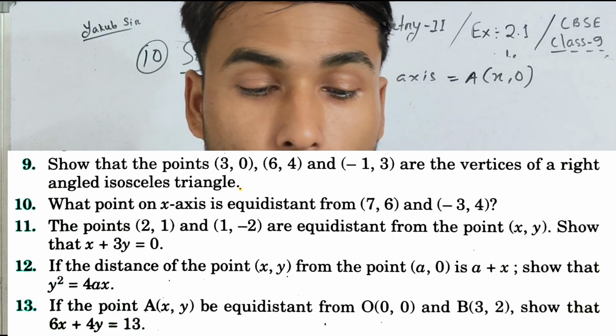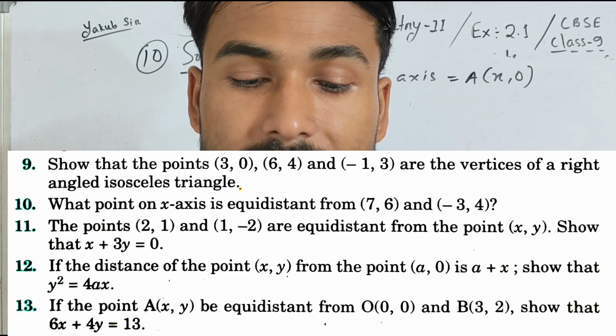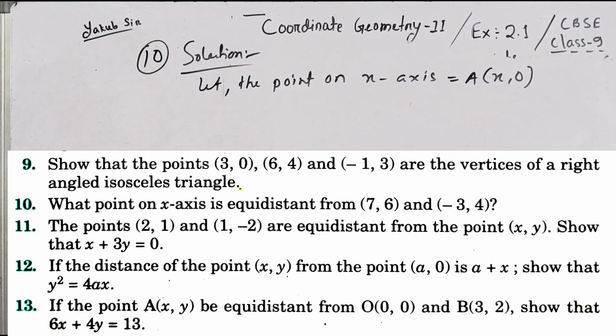Let's come to question number 10. What point on the x-axis is equidistant from (7, 6) and (-3, 4)?